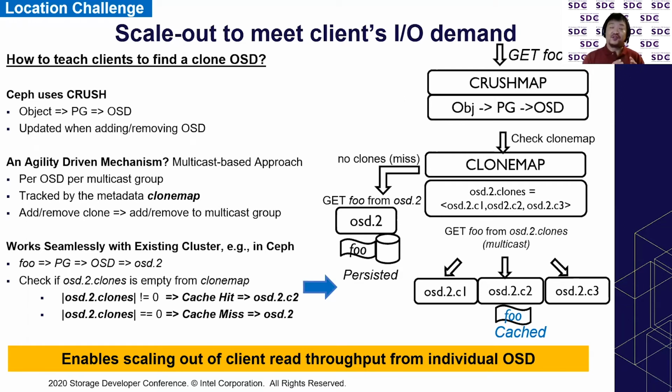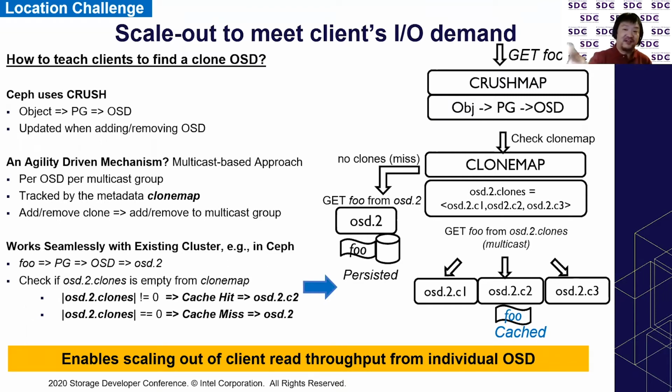We believe that is going to scale very well with as many clients as possible. The GET request is small enough that it produces as little overhead in the multicast. And the metadata is tracked by the clone map. When you add or remove a clone, the metadata gets updated and doesn't create any consistency issue. Even in the worst case, where clone 2 is somehow removed or added, when you say there is a clone that has the data, it's going to be a miss. Eventually, you will still get your data from your primary OSD. That's the worst case. So this works seamlessly with the existing cluster, meaning it doesn't create any side effects to the existing operations that are going on.